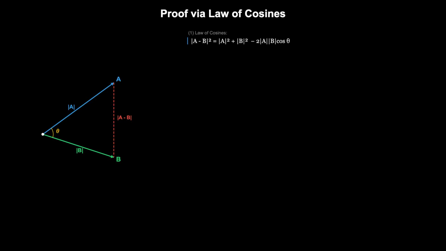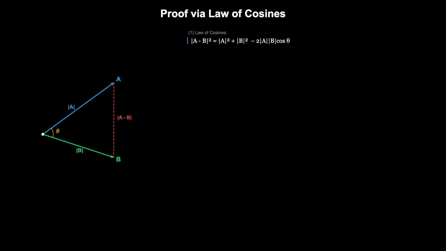We can derive the cosine similarity formula from first principles using the law of cosines. Consider the vectors a and b placed tail to tail at the origin. Together with the vector a minus b, they form a triangle whose side lengths are given by the magnitudes of a, b, and a minus b. Applying the law of cosines gives one expression for the squared length of a minus b in terms of the magnitudes of a and b and the angle between them.